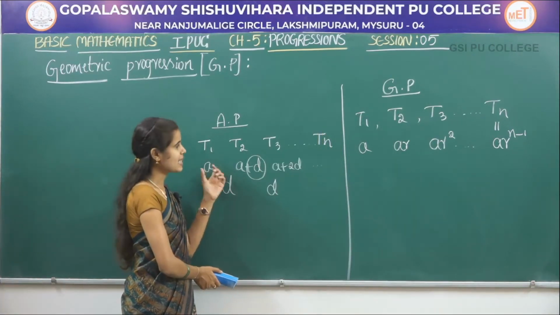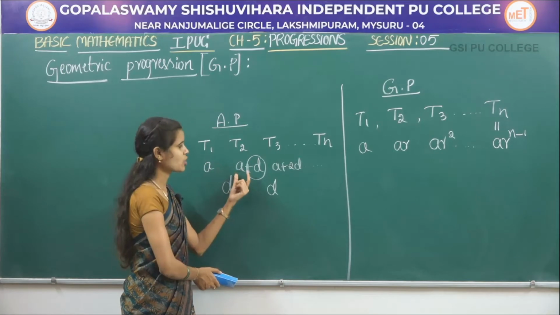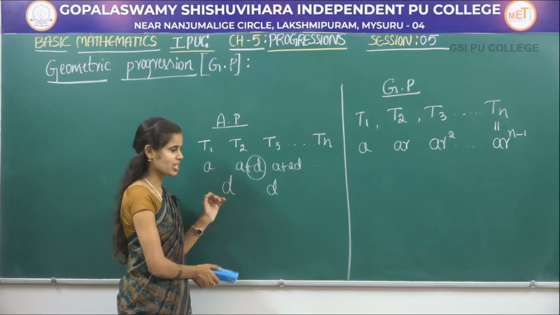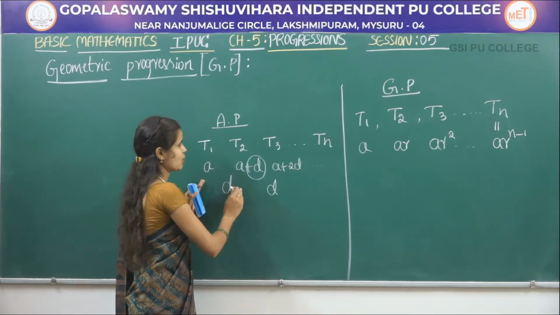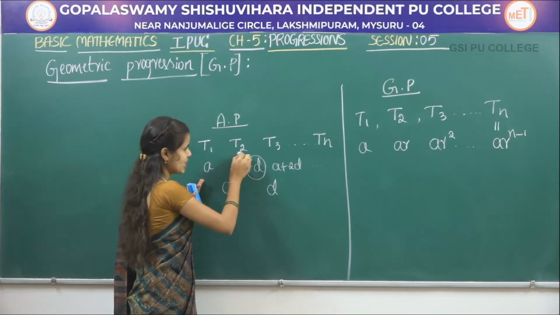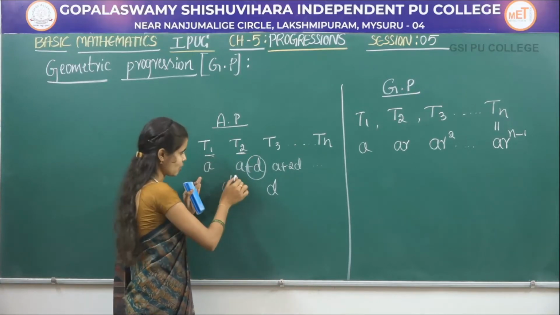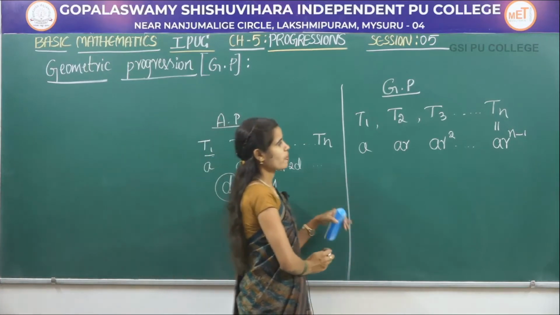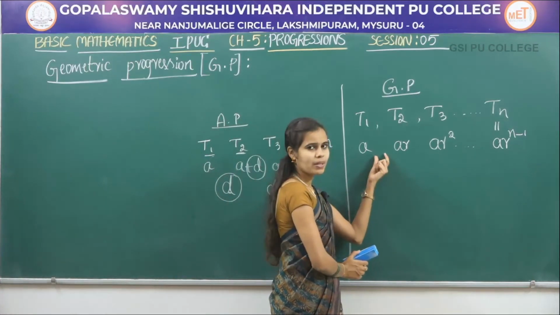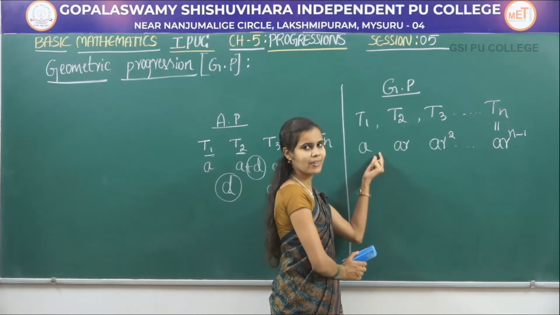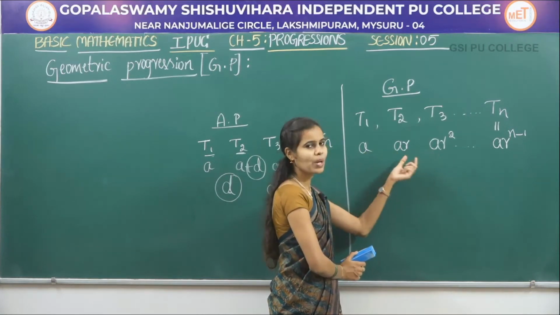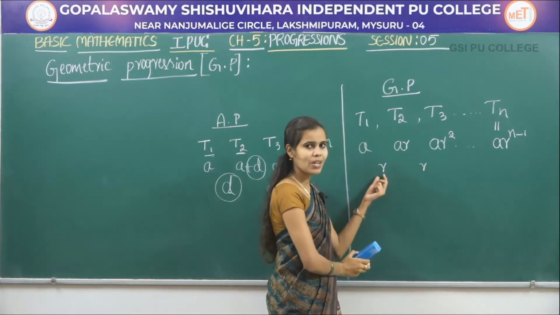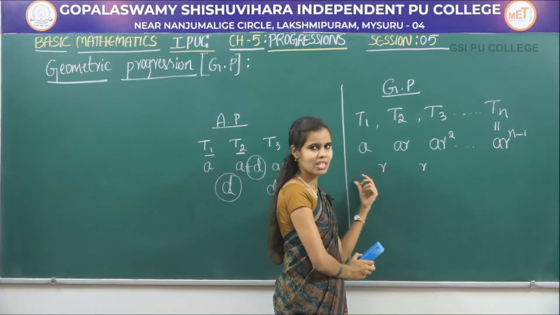Arithmetic progression is a sequence in which each term is obtained by adding a fixed number to its previous term. One more definition: in arithmetic progression the difference between any term and its previous term is constant. That constant is denoted by D. Here also, GP is a sequence in which each term is obtained by multiplying a fixed number, denoted by R, to its previous term.